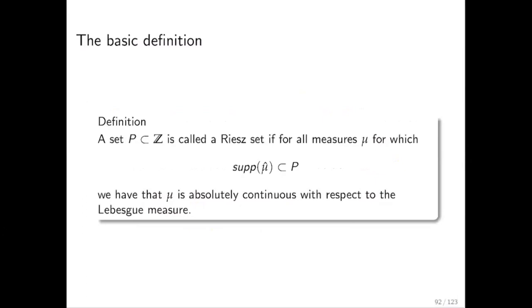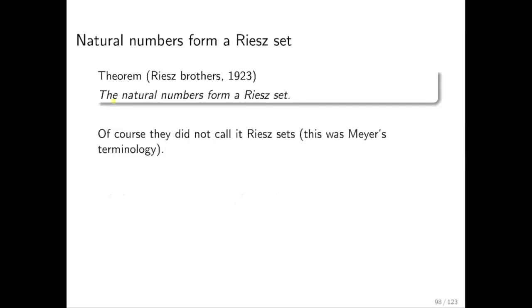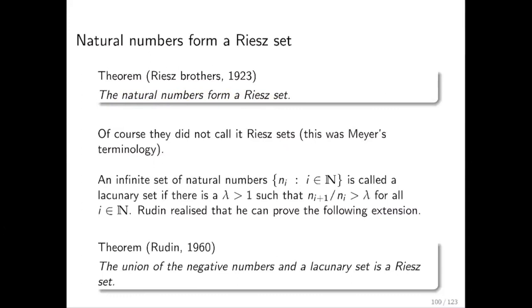A set is called a reset if for all measures mu for which the support of the Fourier transform is contained in the set, we must have that the measure is absolutely continuous. So if there's a measure whose Fourier transform is supported in the set P, then it is absolutely continuous with respect to Lebesgue. One can prove several properties of them. For example, it turns out by this theorem that the natural numbers form a reset. And what Rudin proved is that if you take a very rapidly increasing sequence and you append it to the negative integers, then that again forms a reset.